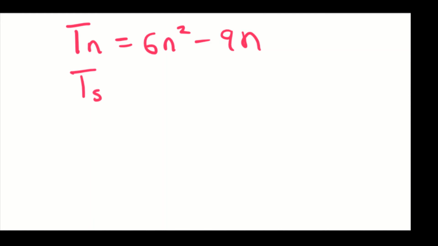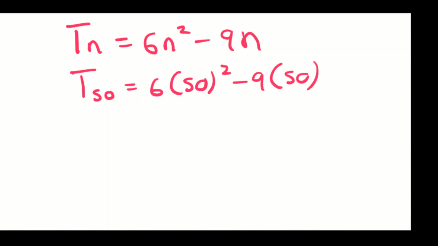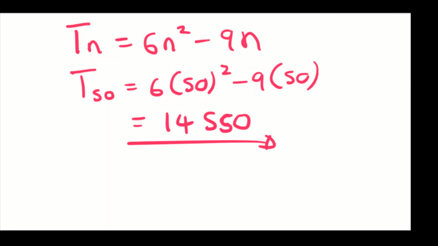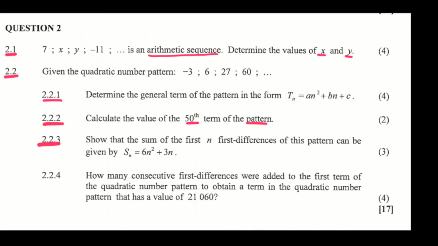So we have our Tn equals 6n squared minus 9n, right? And we are asked to find T50, which is 6 into 50 squared minus 9 into 50. So the answer that you're supposed to get if you punch your calculator is 14,550.